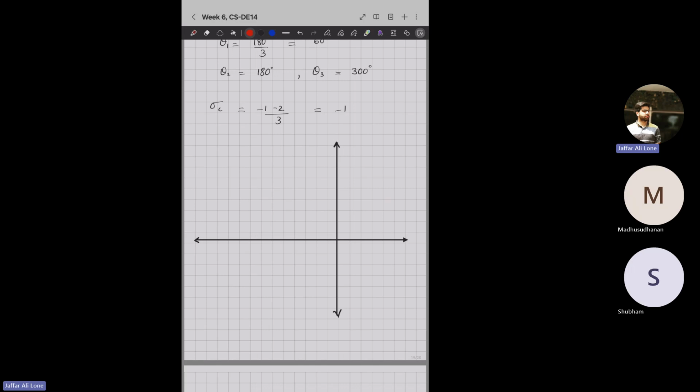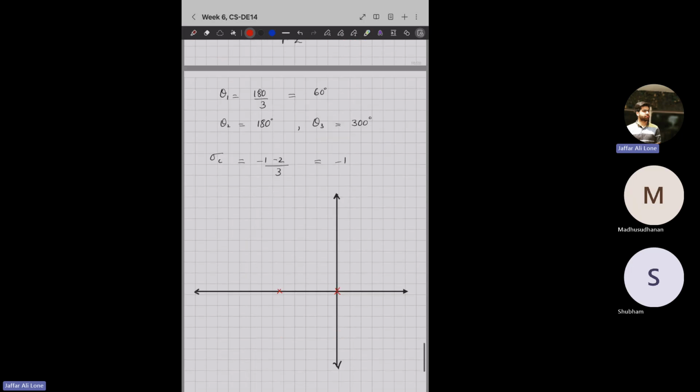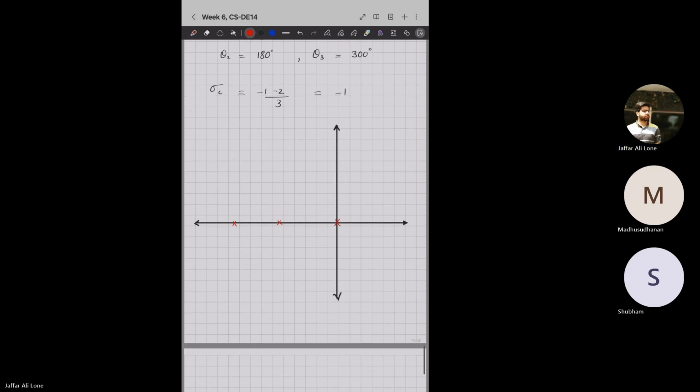Let's populate. We have a pole at 0. We have a pole at -1. We have a pole at -2. Okay, so there is no 0. So the number of branches are 3. So there are 3 branches of this root locus. So my root locus will originate from here, and also from here and here.